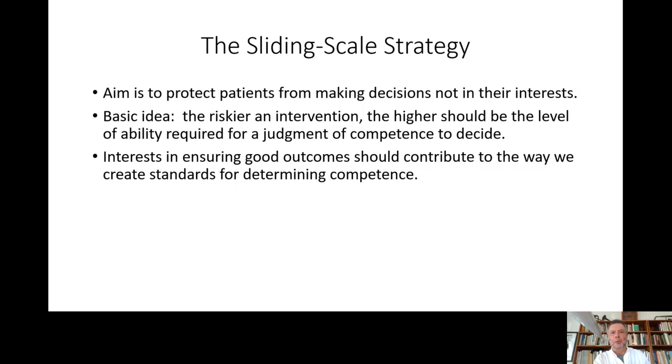Interesting discussion in Beauchamp and Childress about this sliding scale strategy. The idea here is the interest in protecting patients from making decisions which are not in their interests. This is certainly a reasonable interest for physicians, investigators, and professional staff. Basic idea then is the riskier an intervention, the higher should be the level of ability required for a judgment of competence to decide. So there's a ratio here. The higher the risk, the higher the level of the ability to decide. And interests in ensuring good outcomes should contribute to the way we create standards for determining competence.